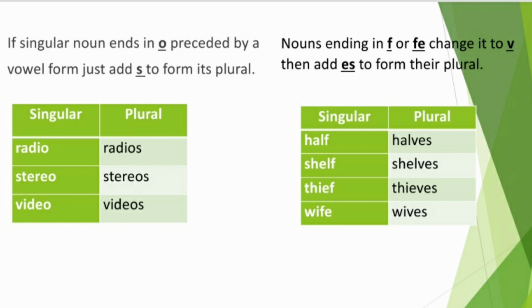Another rule, nouns ending in f or fe, change it to v, then add es to form their plural. Singular to plural. Example, half, halves. Shelf, shelves. Thief, thieves. Wife, wives.